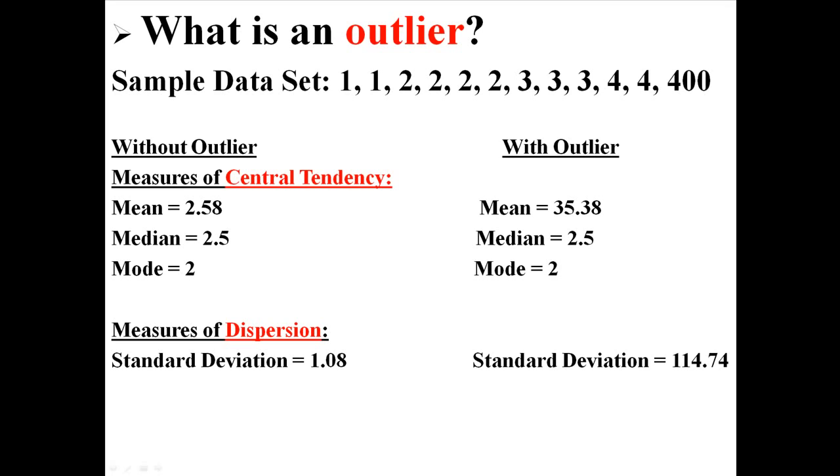So this is what might happen if you have an outlier, and that's why we remove them, or if we do have a lot of outliers, we don't use the mean as a measure of central tendency. We'll use something like the median or the mode. And that's it for this lecture. I just wanted to show you what happens when you have outliers.